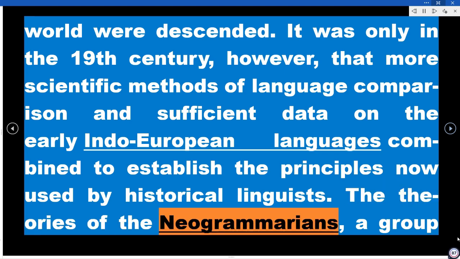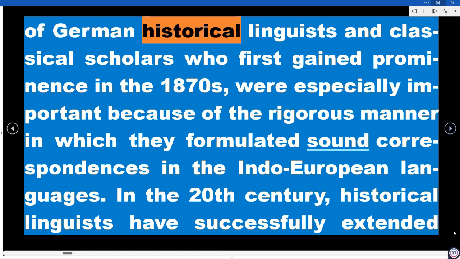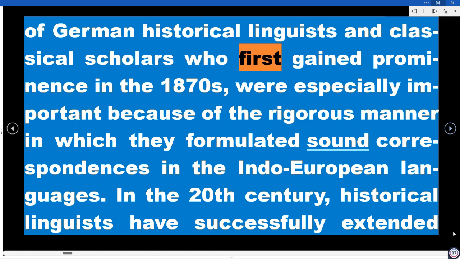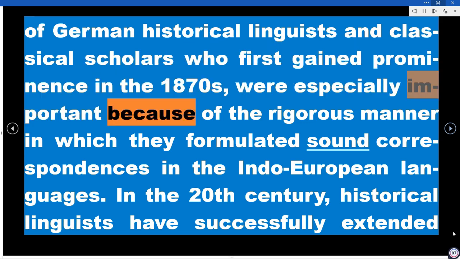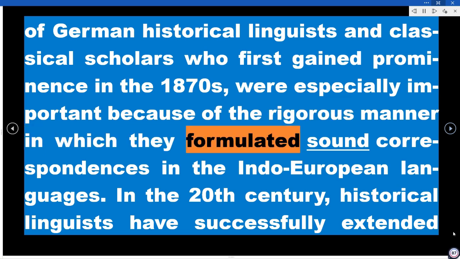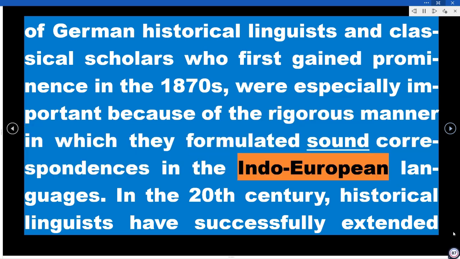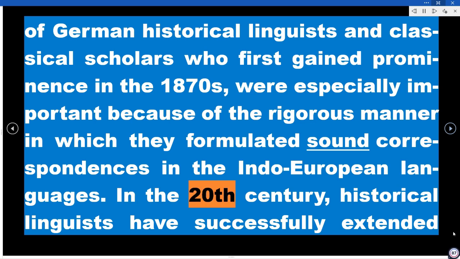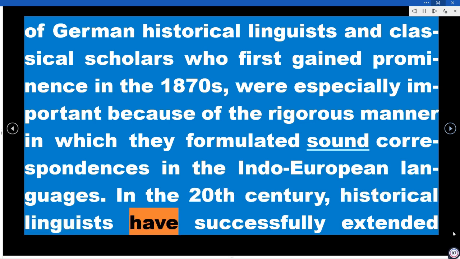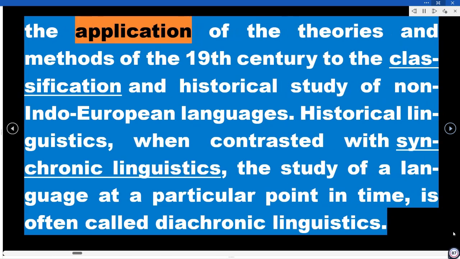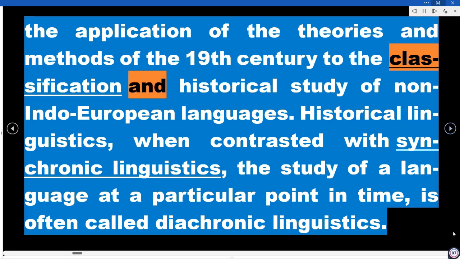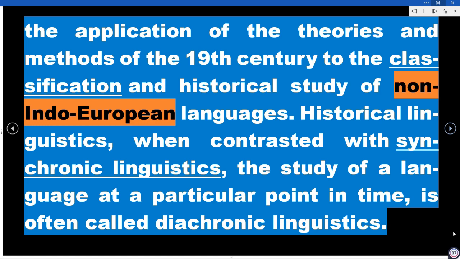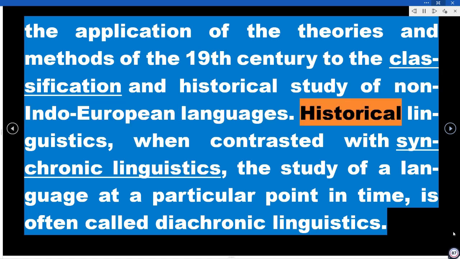The theories of the neo-grammarians, a group of German historical linguists and classical scholars who first gained prominence in the 1870s, were especially important because of the rigorous manner in which they formulated sound correspondences in the Indo-European languages. In the 20th century, historical linguists have successfully extended the application of the theories and methods of the 19th century to the classification and historical study of non-Indo-European languages.